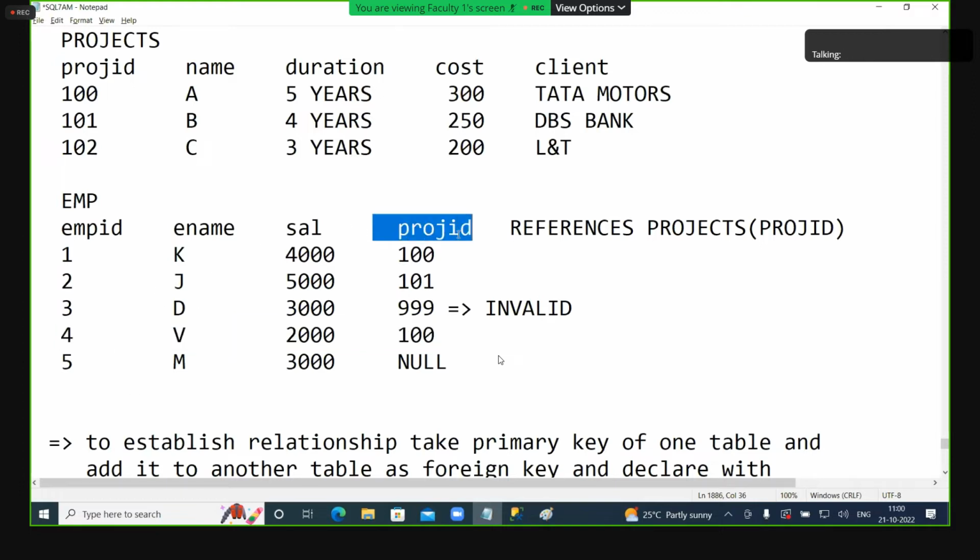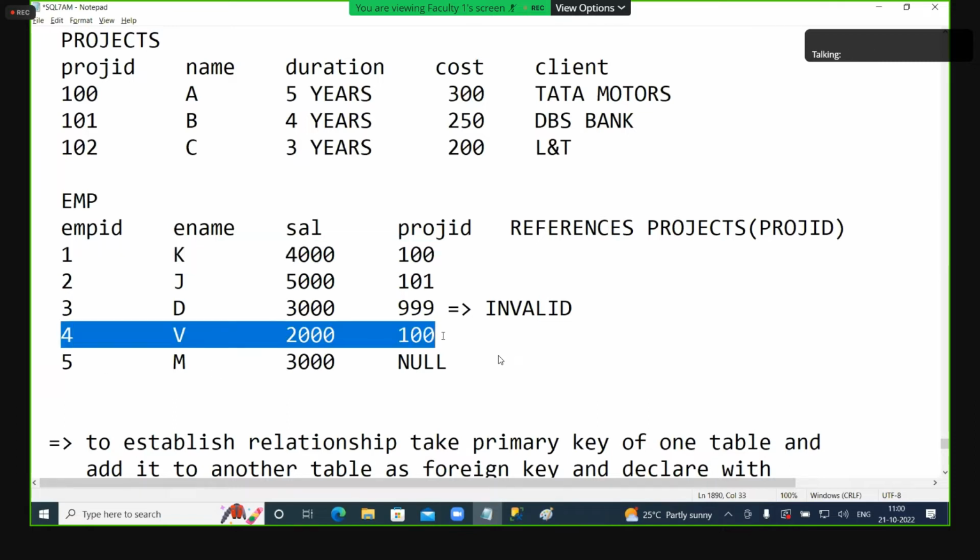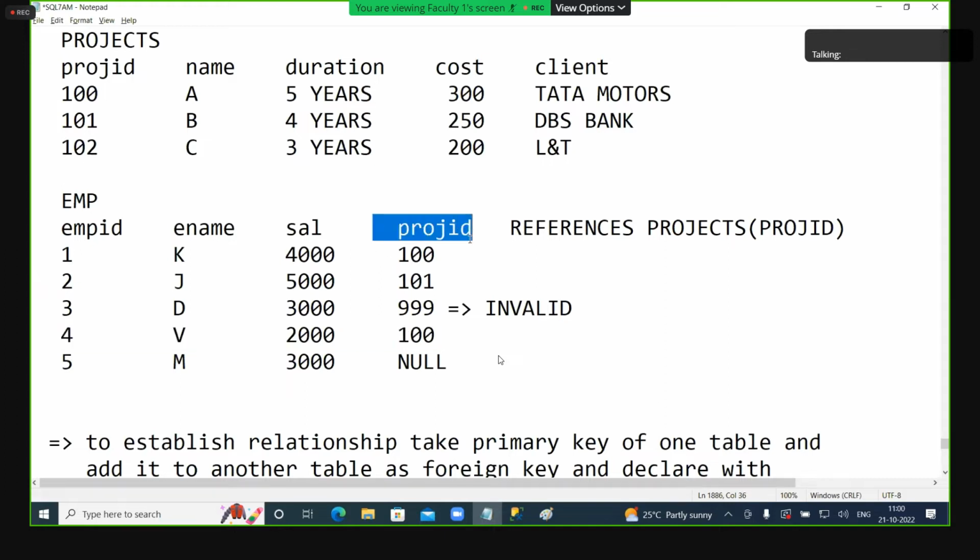Don't allow duplicates into the foreign key column. If you don't allow duplicates, then one-to-one is created. If you allow duplicates, one-to-many is created. So employee 1 joined 100, another employee joining 100, and you want one-to-one, so don't allow this. One project, one employee. Tell me how not to allow duplicates into a foreign key. Declare the foreign key with a unique constraint. If you declare a foreign key with a unique constraint, duplicates are not allowed. Then a one-to-one relationship is created.